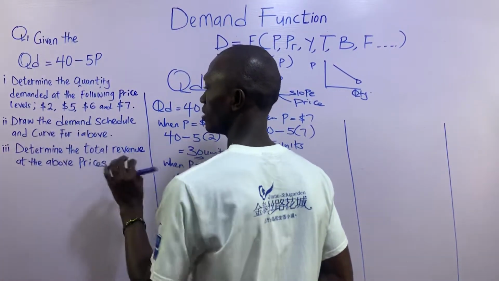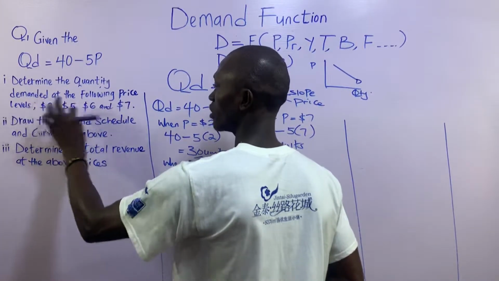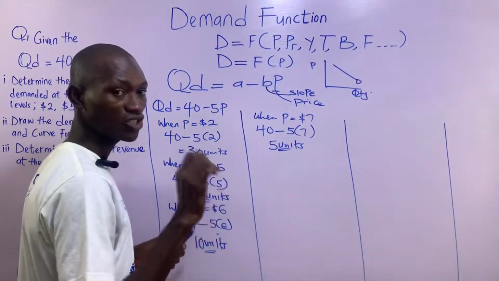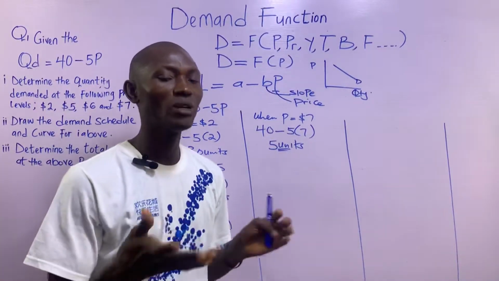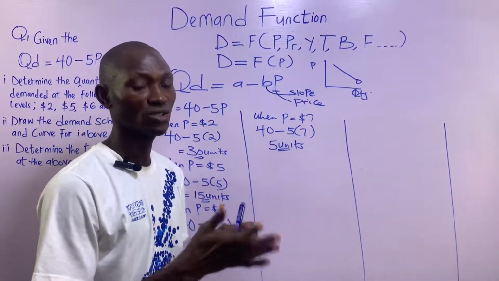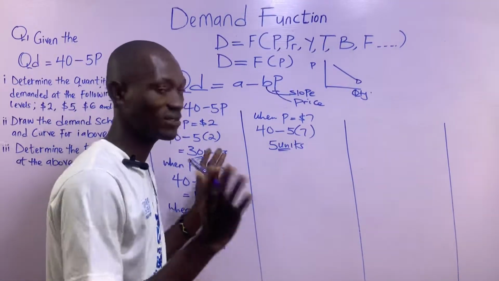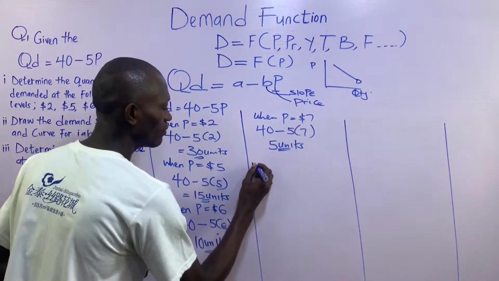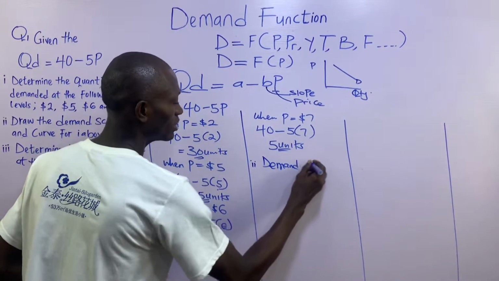So B part: draw the demand schedule and curve for A above. That means for what you have here. So that's two things we are going to be doing: the demand schedule and the demand curve. A demand schedule is a tabular representation showing the relationship between prices and quantity demanded. So let's put that on the board. We have Roman figure 2, demand schedule.